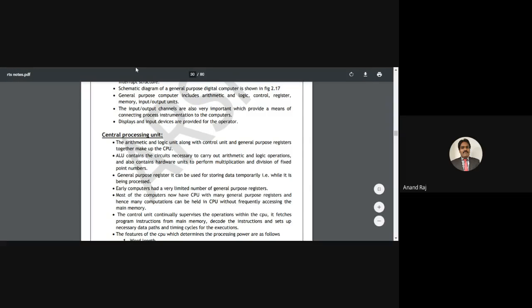So I'll show you a video of how computers add and subtract. Just watch this video. This is the very basic fundamental structure of any computer.